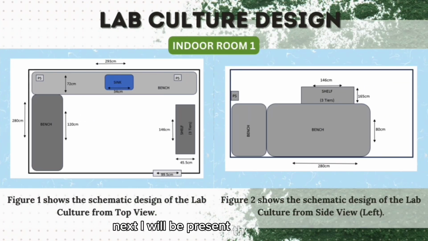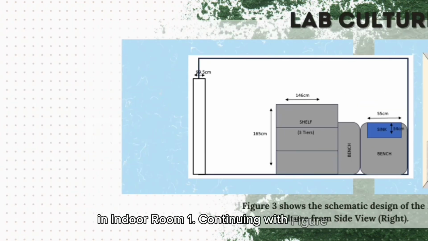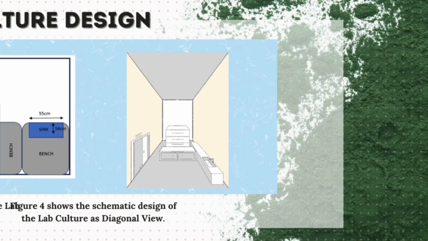Next, I will present the schematic design of our lab culture setup. Let's begin with room 1. Here in figure 1, you can see the top view of our lab culture design. This view gives us a comprehensive look at the layout. Next, we move to figure 2, which presents the side view from the left of the lab culture setup in room 1. Continuing with figure 3, we have the side view from the right, offering a mirror image. Now, figure 4 shows the diagonal view of the lab culture design in room 1.